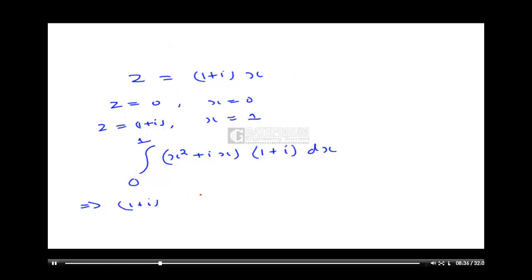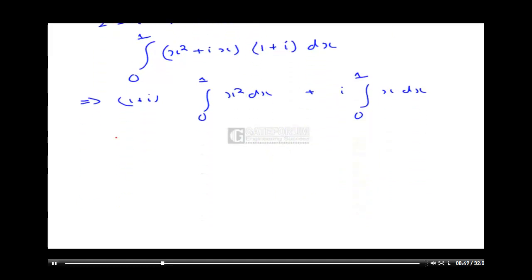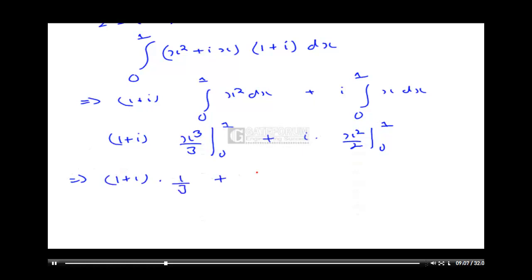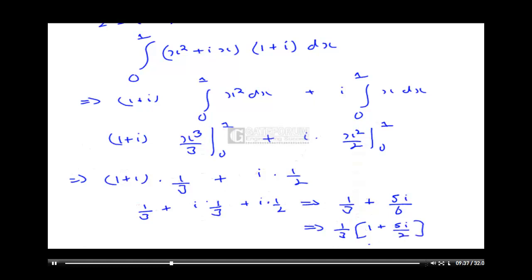So this will be (1 plus i) outside, 0 to 1 x square dx plus i outside, x dx 0 to 1. Okay, now this I can write as (1 plus i) times x cube by 3 from 0 to 1 plus i times x square by 2 from 0 to 1. So this can be written as (1 plus i) times 1 by 3 plus i times 1 by 2. Solving this I'll get 1 by 3 plus i by 3 plus i by 2. This implies that 1 by 3 plus 5i by 6. I can take 1 by 3 common: 1 plus 5i by 2. This is the integral for this.